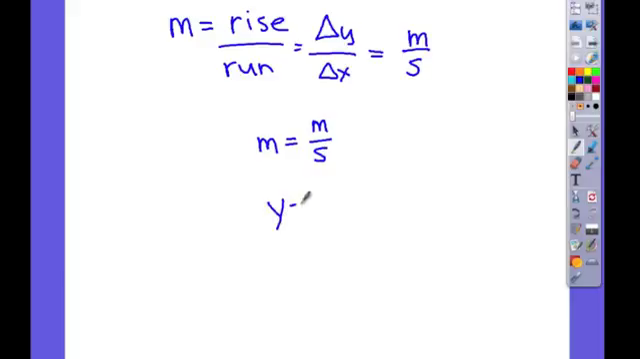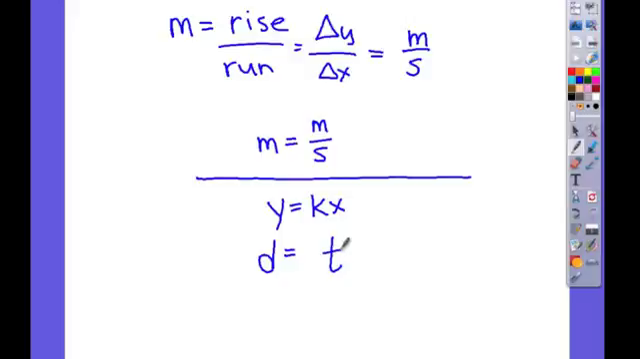If I look at the equation y equals mx plus b, or y equals kx, this is when our y-intercept is 0 or very close to 0. If I substitute in d, because d is on the y-axis, and t, because t is on the x-axis, I can generate my first physics equation. The change in d equals velocity times the change in t. We're going to talk about the difference between speed and velocity in a moment. We usually shorten this equation to d equals vt only when the velocity is constant.